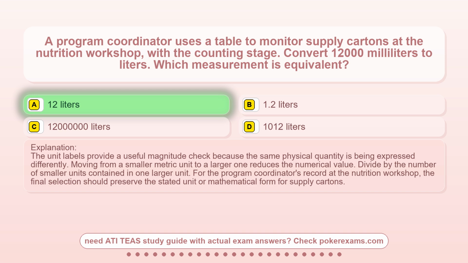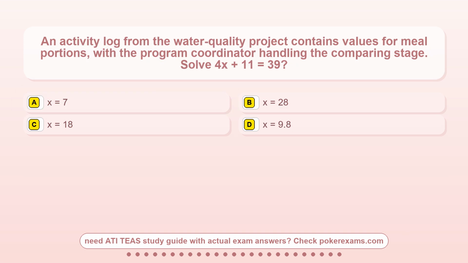The unit labels provide a useful magnitude check because the same physical quantity is being expressed differently. Moving from a smaller metric unit to a larger one reduces the numerical value. Divide by the number of smaller units contained in one larger unit. For the program coordinator's record at the nutrition workshop, the final selection should preserve the stated unit or mathematical form for supply cartons.